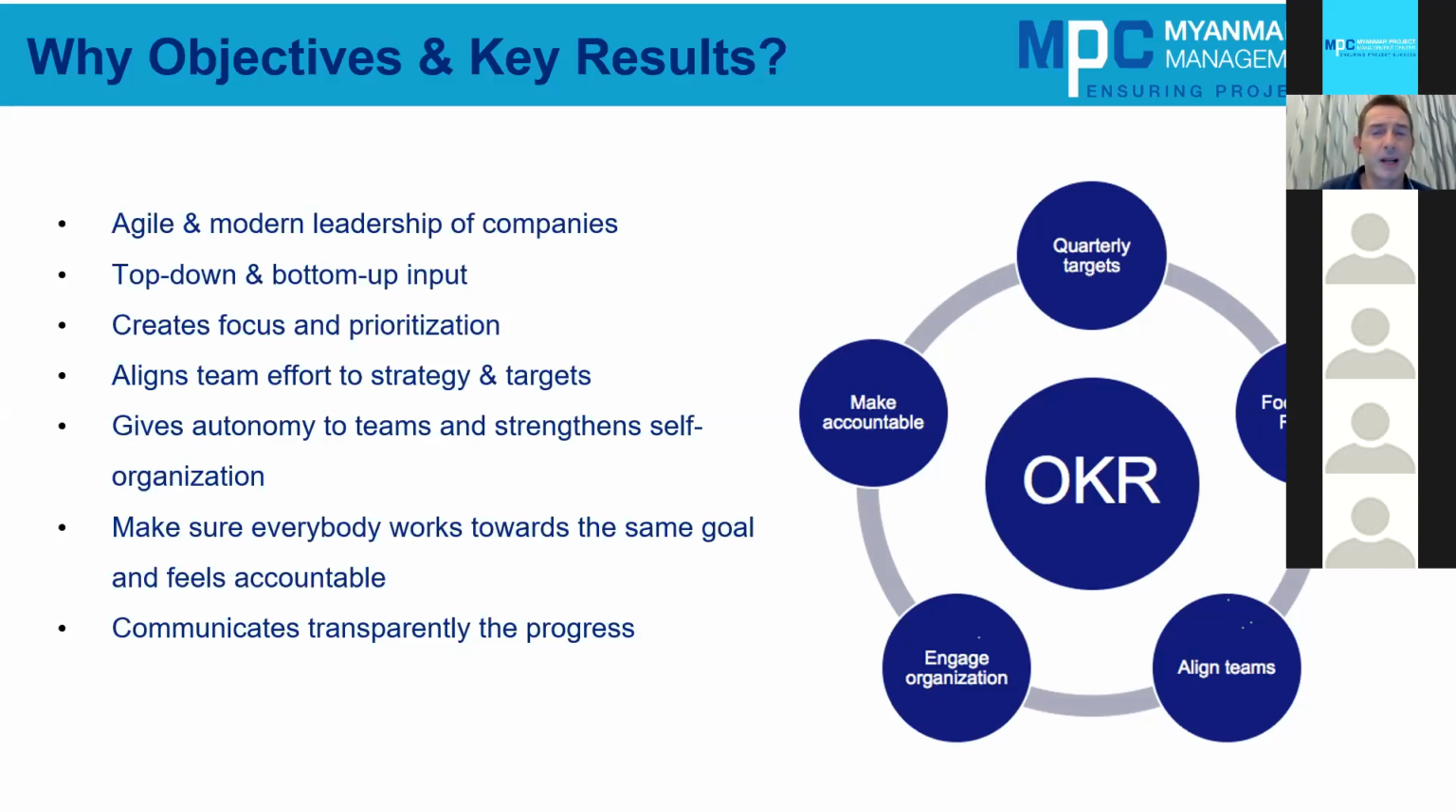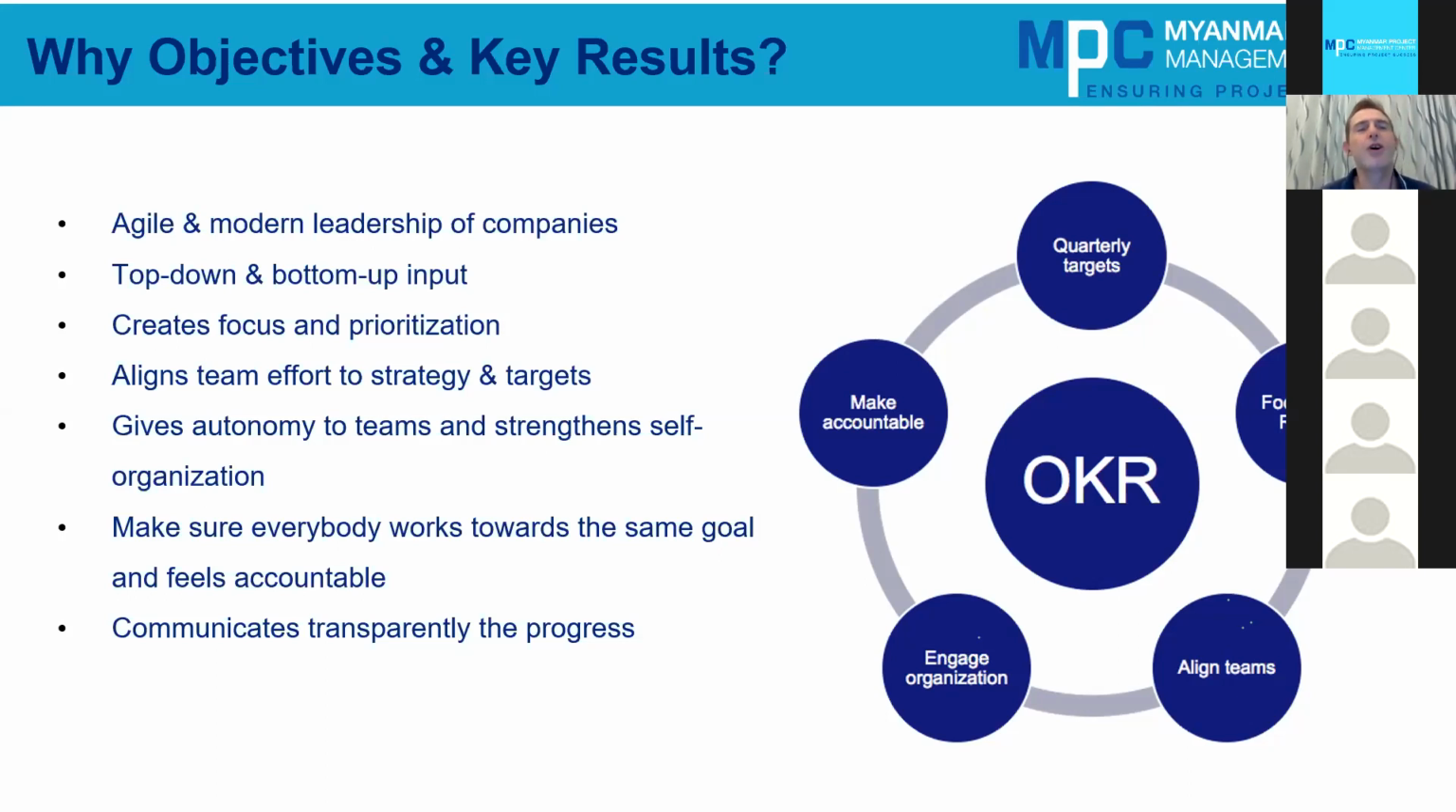So the whole company should focus on 3 to 5 objectives, and the teams can have sub-objectives, which should be connected to the objectives. I will give you some examples later.